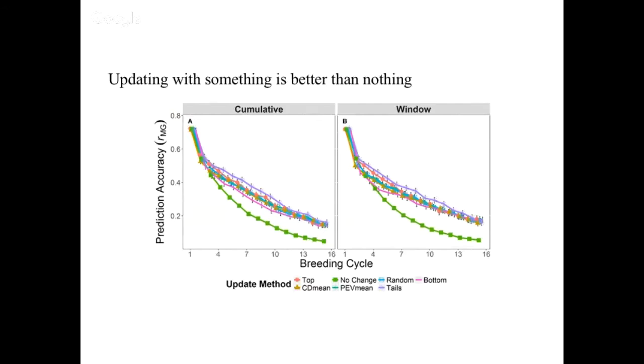But we also see that updating with the top method and with the tails method tends to give the highest prediction accuracy, albeit by a small margin. And we see that these 2 methods are superior in earlier breeding cycles, but that all methods, except for no change, pretty much perform similarly over the long term.